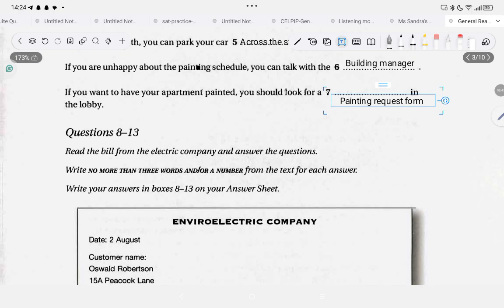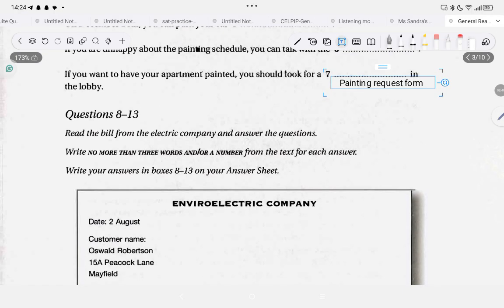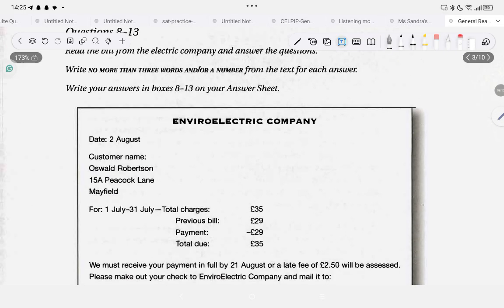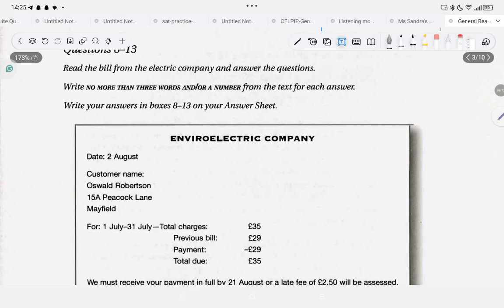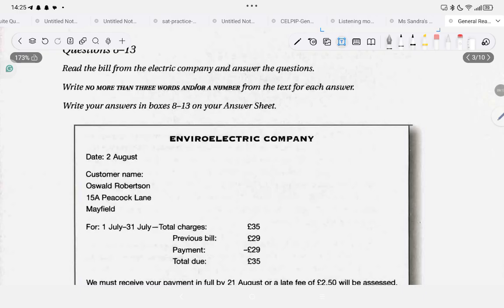All right. Now, questions 8 to 13. Read the bill from the electric company and answer the questions. Write no more than three words and or a number from the text for each answer. Write your answers in boxes 8 to 13 on your answer sheet. So no more than three words and or a number, which means it can be two words and a number, one word and a number, three words and a number, just a number, or just three words, just two words, or just one word.